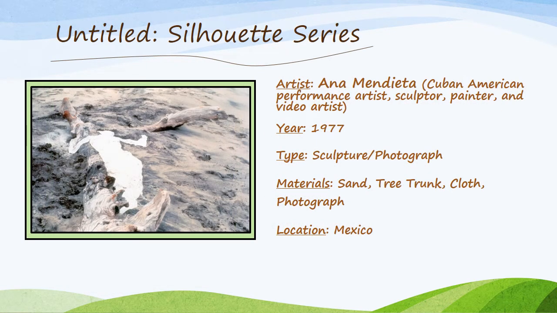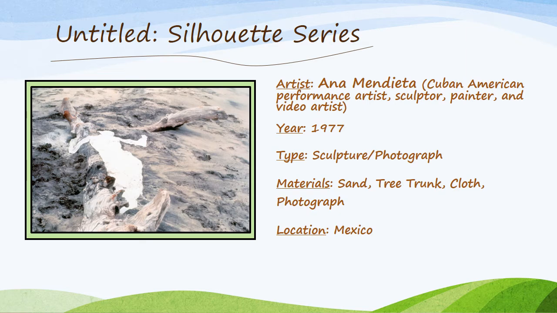This land art is by an artist named Ana Mendieta. She's a Cuban American performance artist, a sculptor, painter, and also video artist. This sculpture is actually untitled, but it is from a series that she created called Silhouette Series. So a silhouette is an image of a person, animal, object, or a scene, and it's represented as a solid shape with a single color. Normally silhouettes are shown in black, but this one is shown in white. So this was created in 1977.